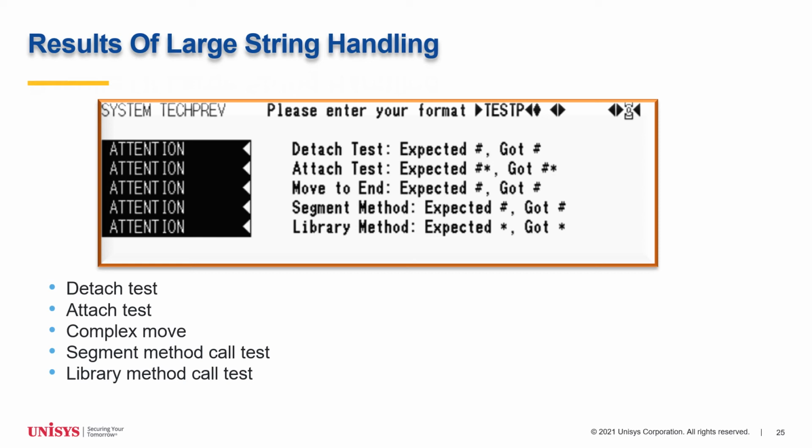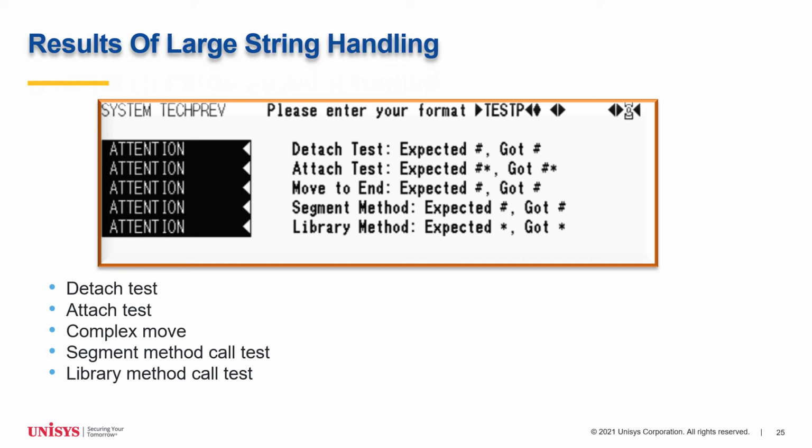In the previous slides, for the LDL plus detach command, we are detaching the last character of the 6 MB string and getting that in the destination string. Hence, we are getting the value as hash, which is an expected behavior. In attach operation, as it supports 64 KB, we are getting the last two characters of the 64 KB string and getting the value as hash star.